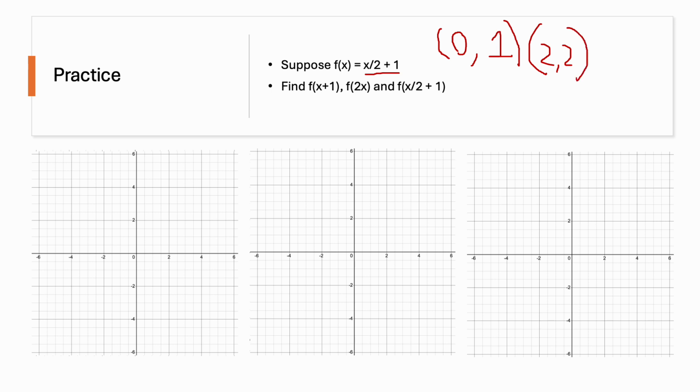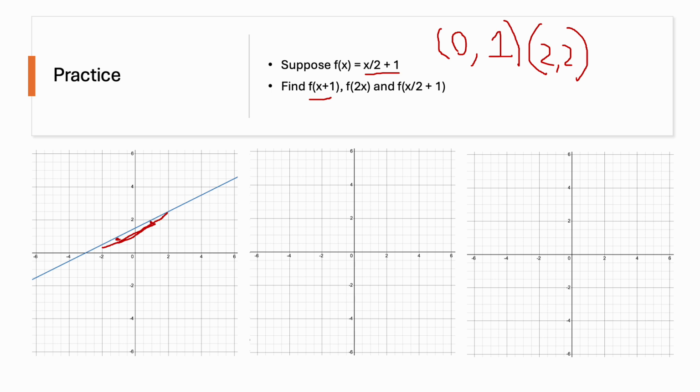All right, now let's change these points. Find f of x plus 1. Well, because it's inverse, that's just going to subtract 1 from all the x values. So 0, 1 is going to become negative 1, 1. And 2, 2 is going to become 1, 2. And if we connect these points and then figure out, yeah, it looks roughly good. Again, a little bit off, but it's fine.